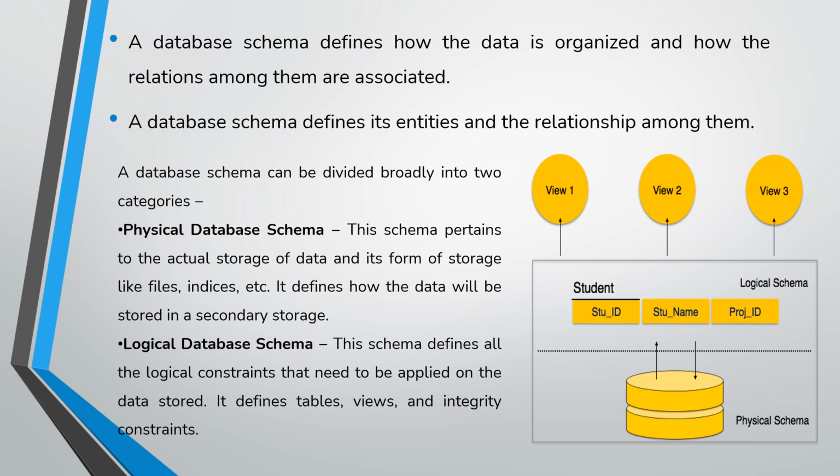So the student database contains student ID, student name, project ID. The student ID can be in the form of a number or alphabet, that means alphanumeric characters can also be given. Student name is also a character or variable character. Project ID is also a variable character. So this is called the logical schema. It defines all the logical constraints that need to be applied on the data stored. So it defines tables, views or integrity constraints, etc. That definition is called the logical design of a database, so that we can call it a database schema.